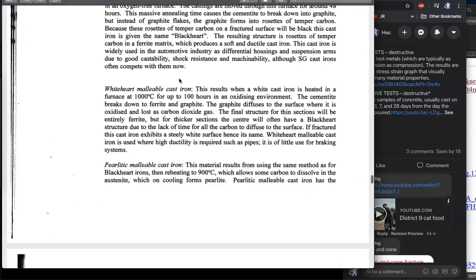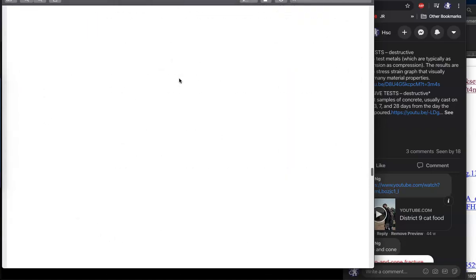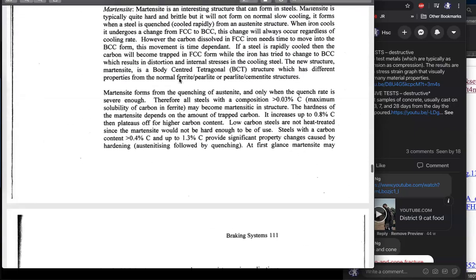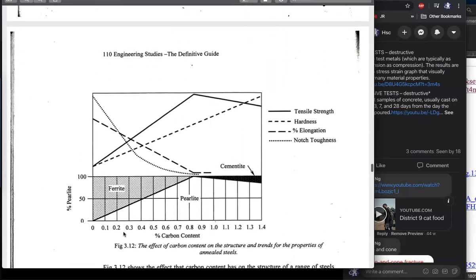Okay, I'm going to quickly go back and talk a little bit more about steel. I felt I'd skipped too fast, but it is what it is. Here, as we get closer to pearlite, we can see that our strength keeps on increasing, but strength actually goes down once we go past 0.8. Why would we ever want a higher carbon steel?